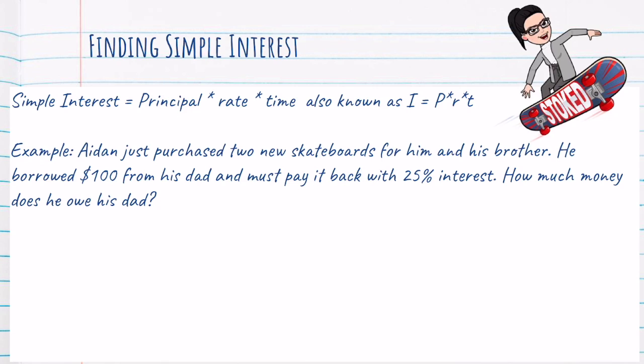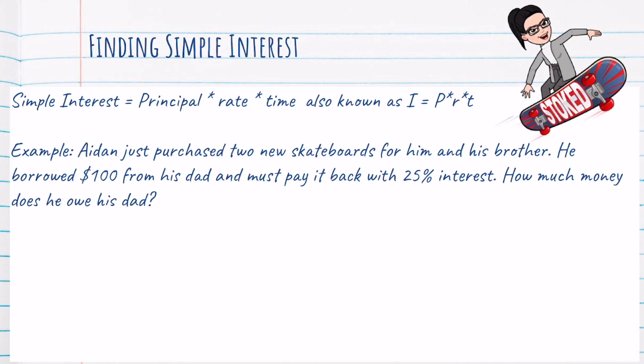To calculate the interest, you calculate the principal, which is the starting money that you borrow, times the rate, times the time. So if it's 1 year, you'll multiply by 1. So in this example, Aiden just purchased 2 new skateboards for him and his brother. He borrowed $100 from his dad, and he must pay it back with the 25% interest. So in this case, we want to find out how much money he owes his dad.